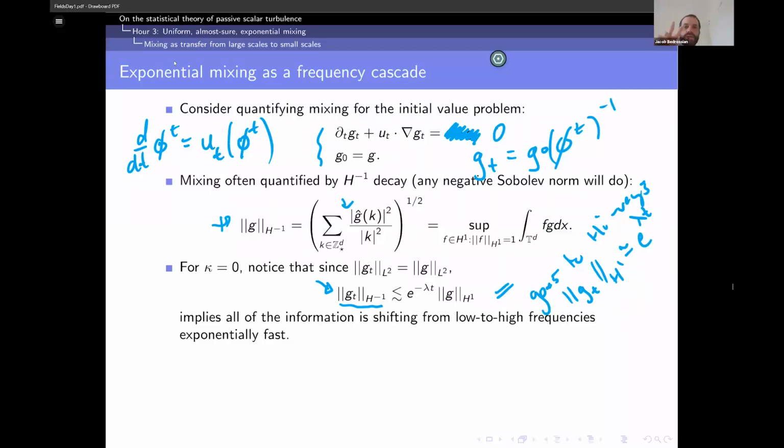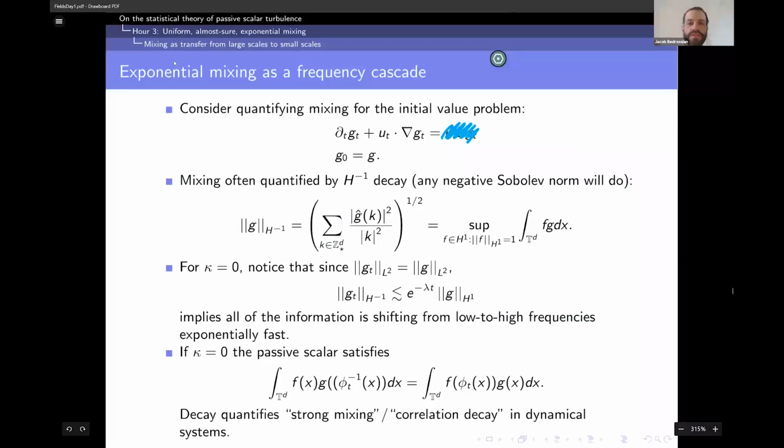So there are two characterizations of this. There's the Fourier transform version, which I definitely prefer because I like Fourier analysis. You can also get it by duality. And if you do it by duality, still thinking in the kappa equals 0 case, at least for a second, then you say, all right, I'm going to use this formula that g_t is equal to g composed with phi_t inverse. Plug that into this formula.